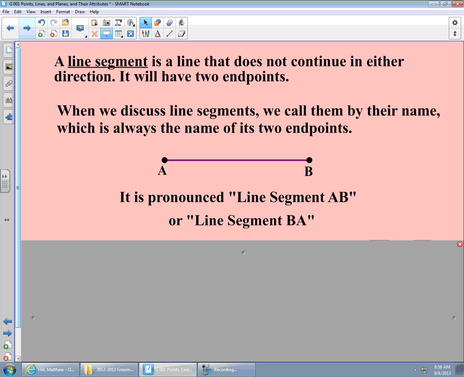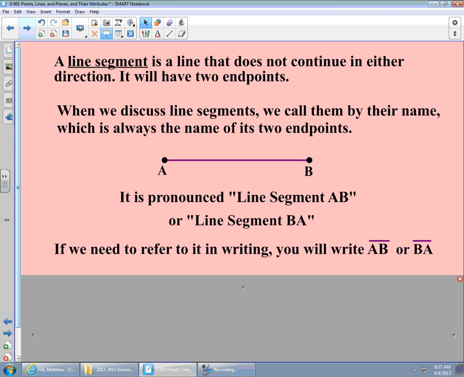And it still is correct to refer to it as line segment BA. It does not matter which order we get them in because it has 2 endpoints, so they could honestly both get the first billing. So it doesn't matter one way or the other, but you will tend to see it alphabetically rather than not. So usually that will be line segment AB. Similar to the line and the ray, we have a symbol that goes along with being a line segment. And you could probably guess it is a line that does not have an arrow on either end because line segments do not travel either direction. If you need to refer to it in writing, you will write line segment AB or line segment BA.